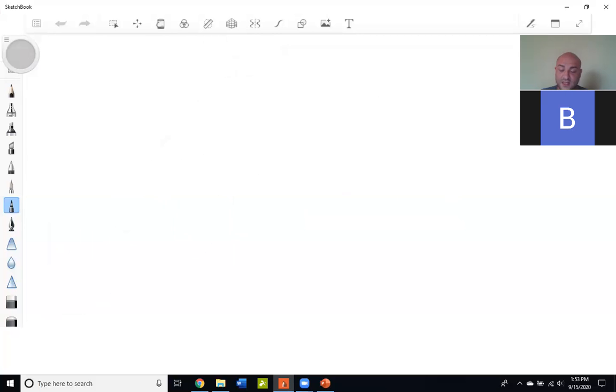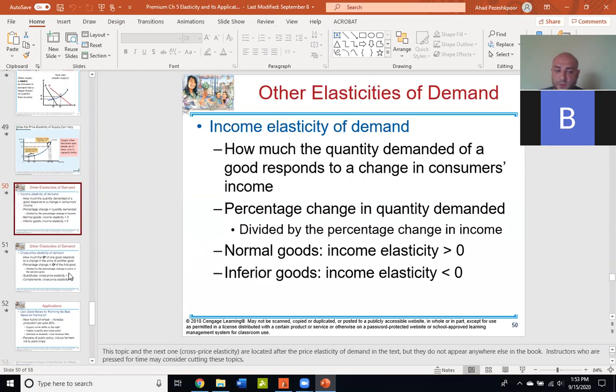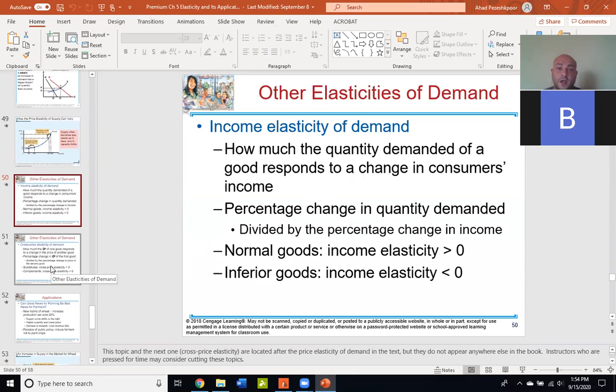So price elasticity of demand is not the only elasticity we care about. There are other types of elasticities that define our consumption behavior. Most importantly for us, income elasticity. We need to be able to afford goods to be able to purchase them. Any questions?